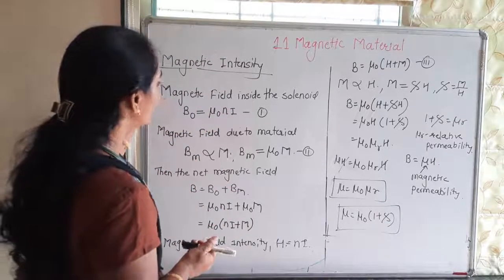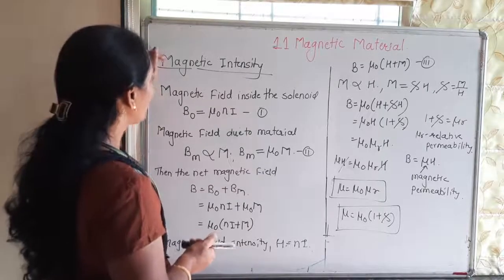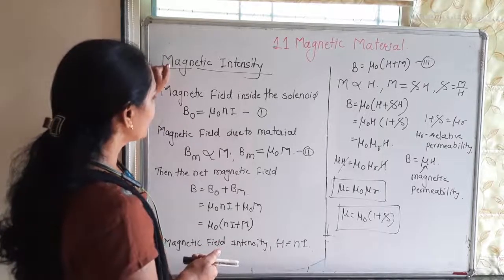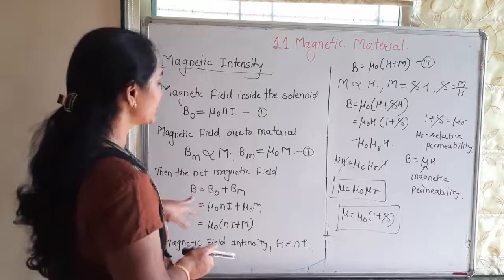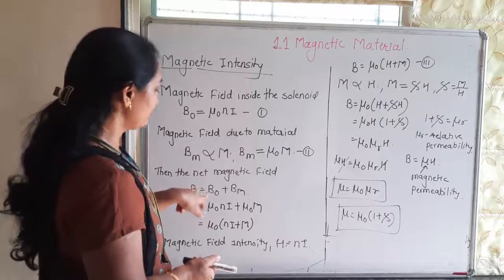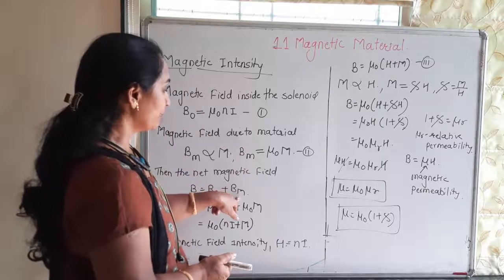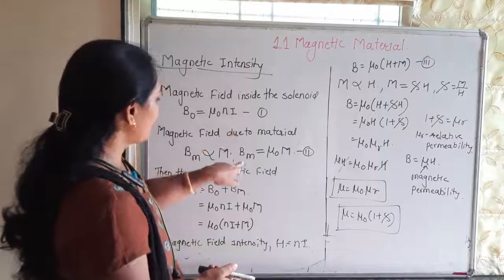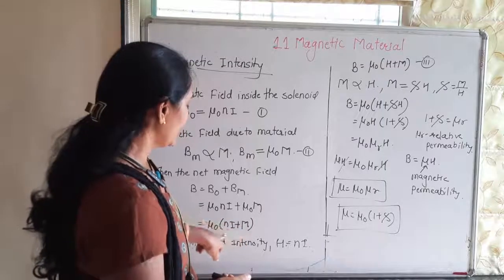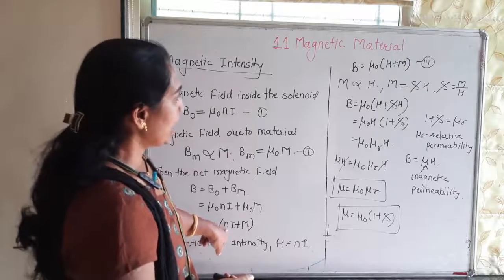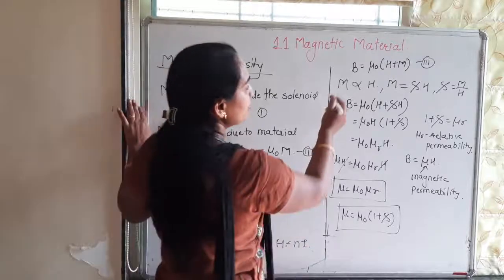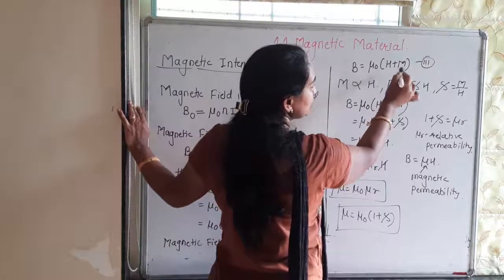So in this derivation we studied what magnetic intensity is. Magnetic intensity is the product of n into I. We considered the net magnetic field, the addition of the magnetic field inside the solenoid and the magnetic field due to the material, B equals B0 plus Bm. After substituting, we get B equals mu0 into (H plus M), where H is the magnetic field intensity.